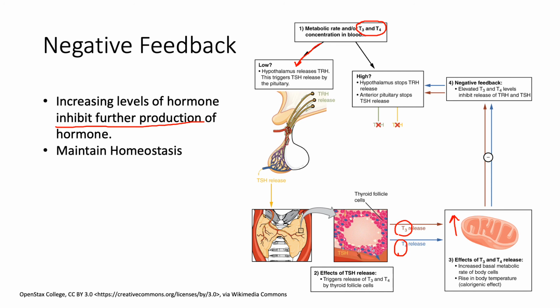But if the metabolism then gets too high, the hypothalamus will stop making that thyroid releasing hormone, and the anterior pituitary will stop making the thyroid stimulating hormone, and then the thyroid will not be signaled to make T3 and T4. So those levels then will eventually drop. When they drop too low and metabolic rate goes down, then we start the process over again, right? Where more T3 and T4 will be produced.